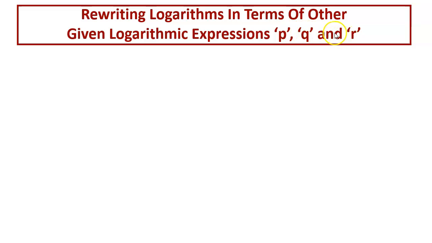We have to rewrite the given logarithms in terms of P, Q and R. The final answer should contain P, Q or R or a combination of these 3 variables. And the only other thing that may be included in the final answer is a constant term, a pure integer. And as before, we will be solving 4 questions in this session.